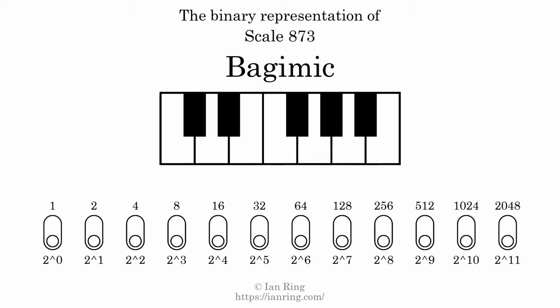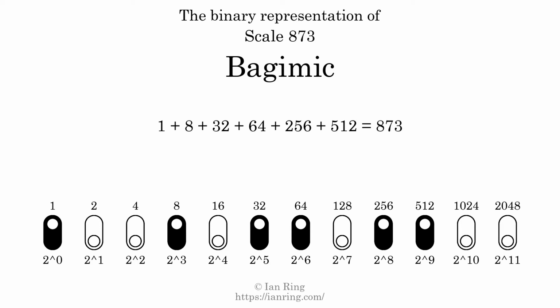The binary representation of this scale is determined by mapping tones of the scale to binary digits. Each binary digit represents a power of 2. To get the scale number, we add the powers of 2 together. The powers of 2 that are present in the scale, all added together, equals 873. That is why the scale number, in decimal, is 873.